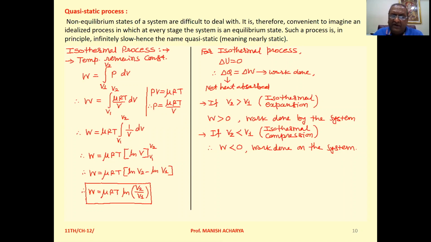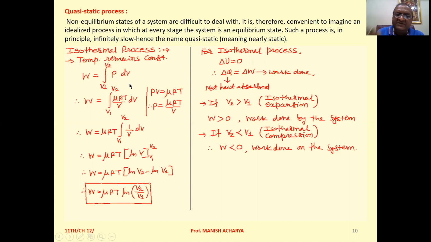Now there are different types of thermodynamic processes, so we have to discuss all these. First, take the isothermal process. Isothermal process means the thermodynamic process in which the temperature of the system remains constant.